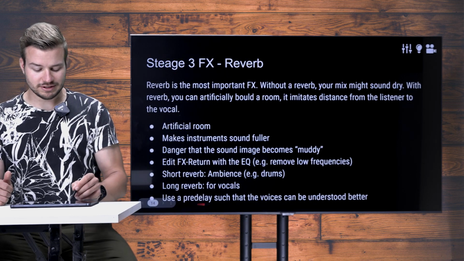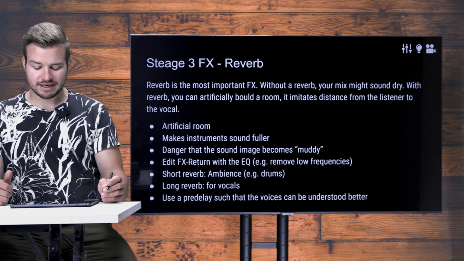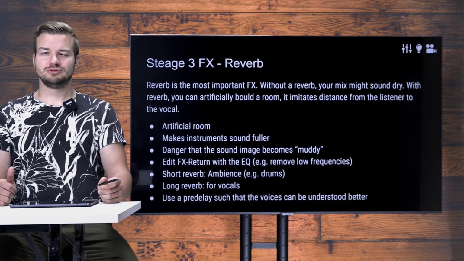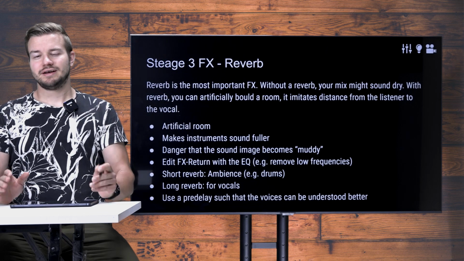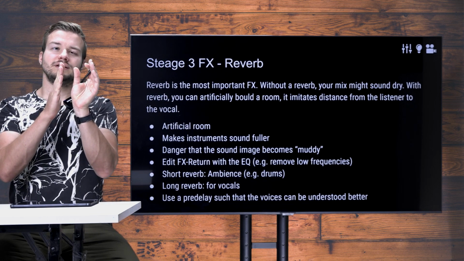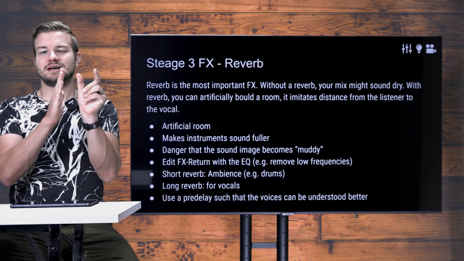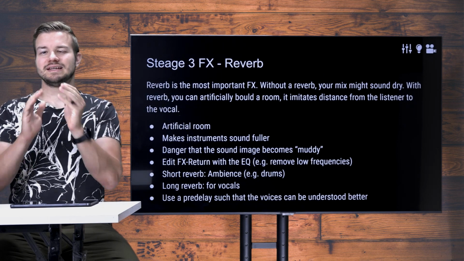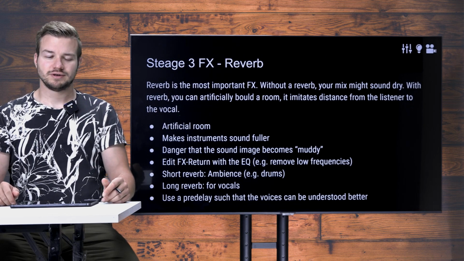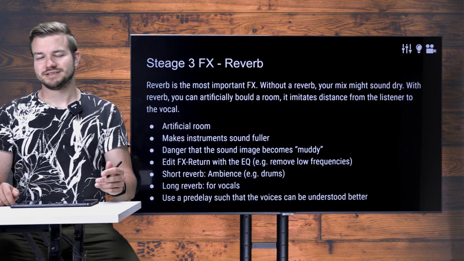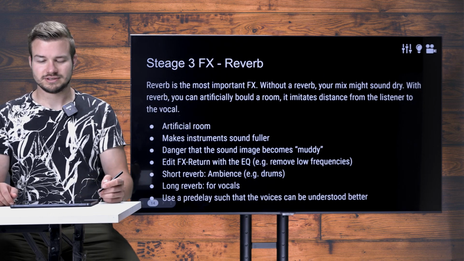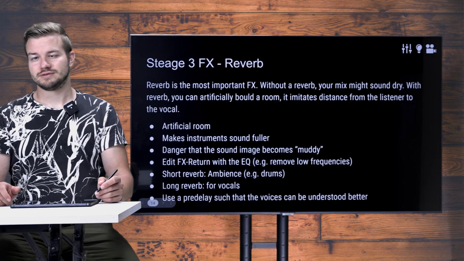Then next, use a pre-delay such that the voices can be understood better. So if you use reverb for the vocals, try to use a pre-delay also. With the pre-delay, basically the start of the reverb after a word is sung by the vocal will be delayed a little bit. This way you can split reverb and the actual voice, and people can understand the voice of the singer better. So that's a little trick I always use for vocals.